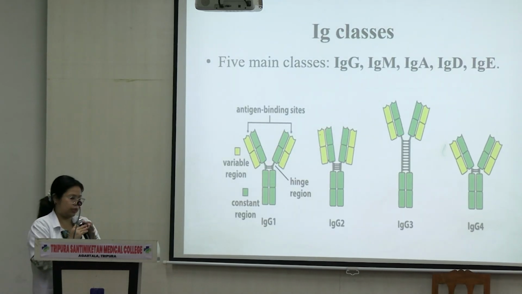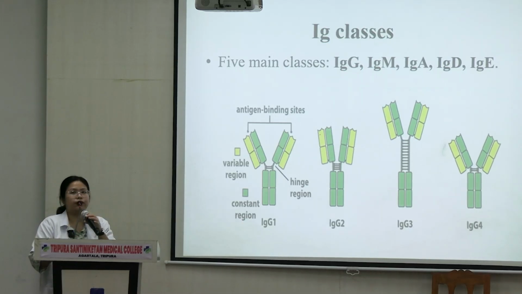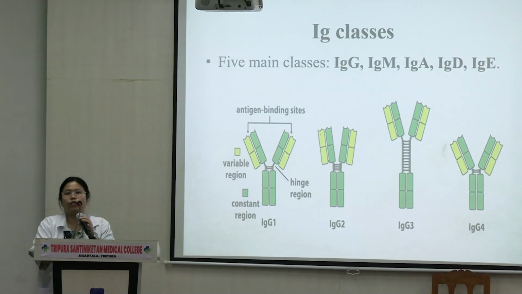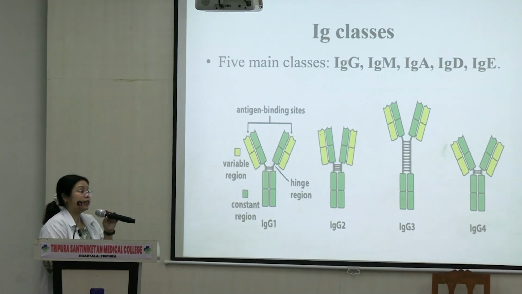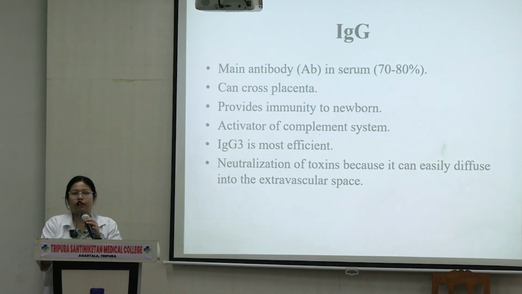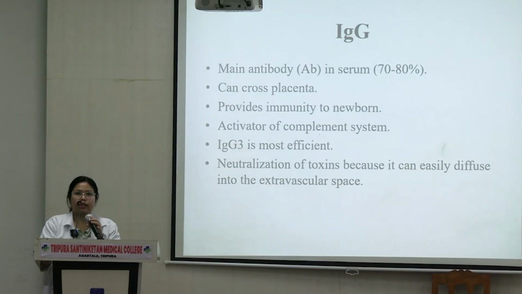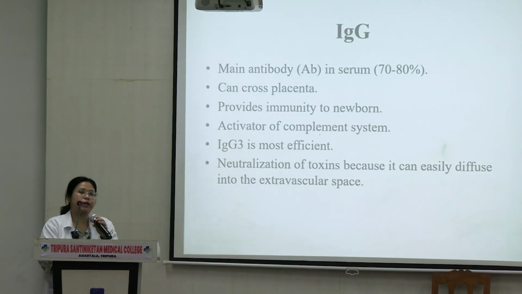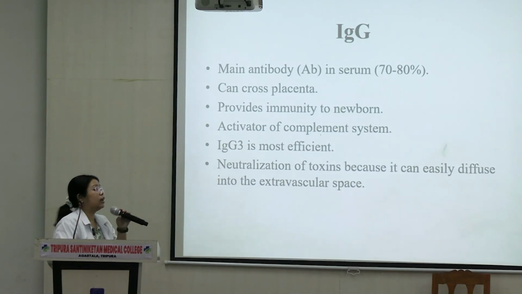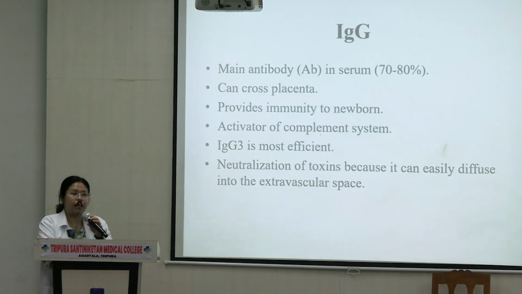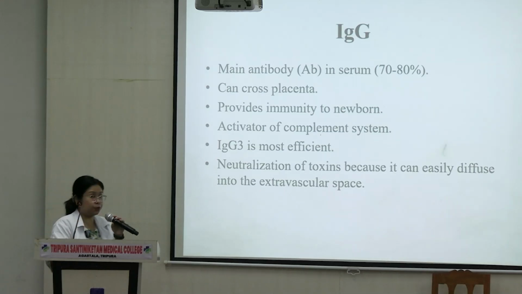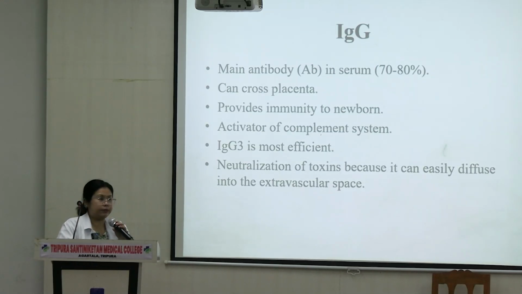So we'll go into the classes of immunoglobulins. There are different classes. Five of them are the most important: IgG, IgM, IgA, IgD, and IgE. They are the names, okay? We'll learn about IgG first. This is the main antibody that is present in our body. In our circulation, it comprises about 70 to 80% of all the immunoglobulins. They are the most abundant immunoglobulins, and they can cross the placenta. Because it can cross the placenta, it can give immunity to the fetus or the newborn. It activates the complement system.